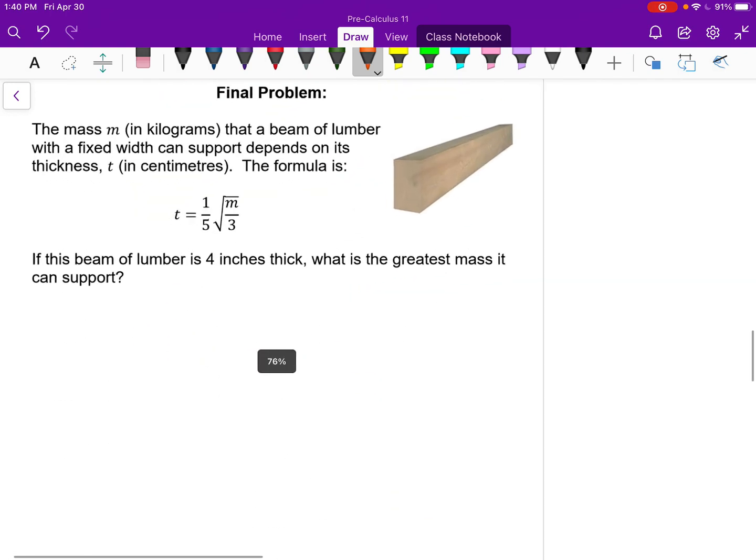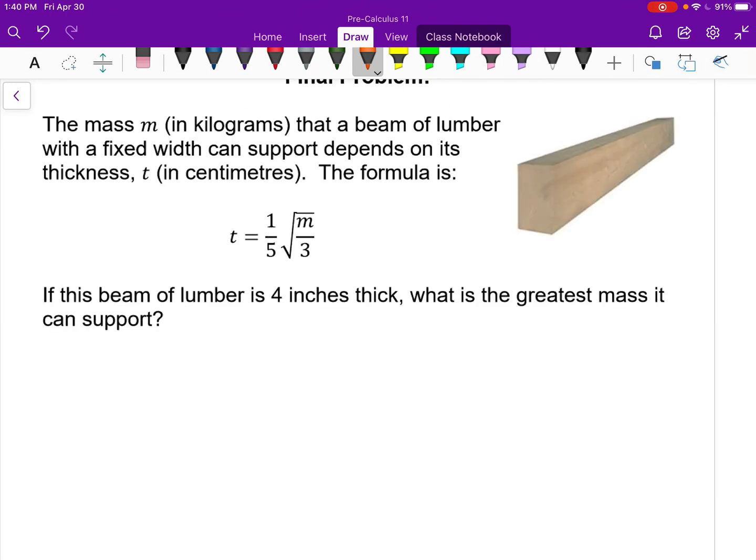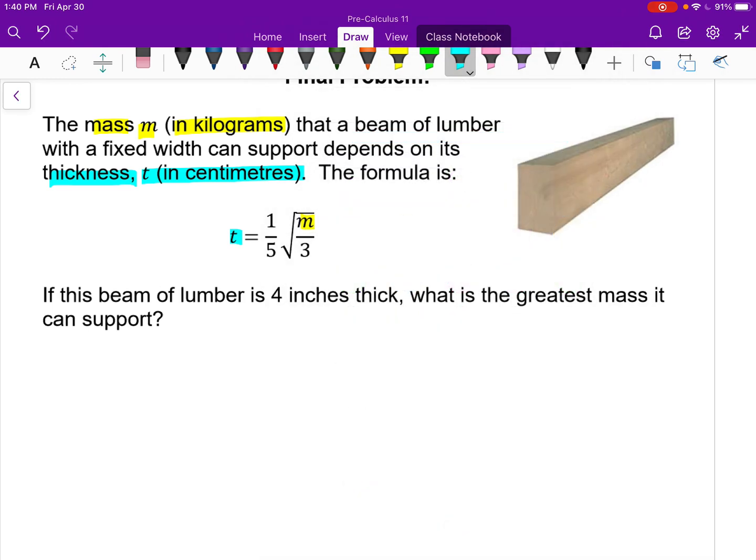All right, that leads me to my final problem, where I have a formula here that relates the thickness of a piece of lumber to the mass that it can support without breaking. So m is the mass in kilograms, t is the thickness in centimeters. That said, lumber is usually measured in inches. So a piece of lumber is 4 inches thick. What mass can it support without breaking?